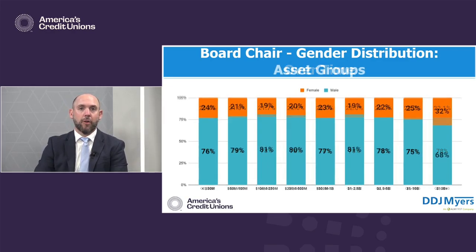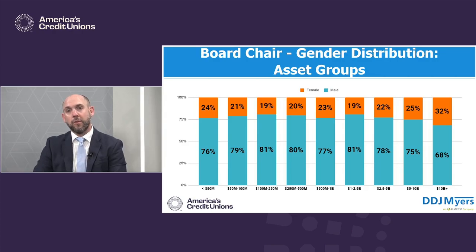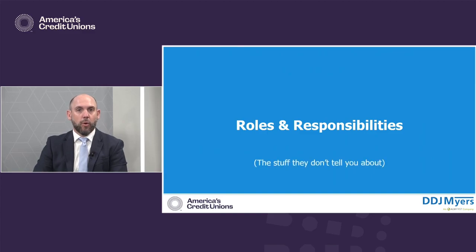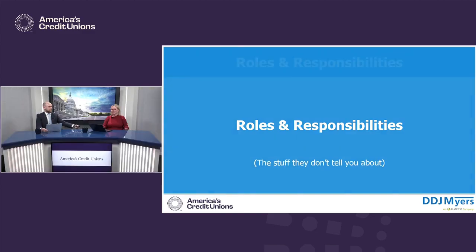Now, let's look at it over asset classes. Across asset classes, there are not great degrees of variance in terms of representation. So when we start thinking about board chair leadership, this is absolutely a variable that you should be looking at and considering. So we're going to talk about the roles and responsibilities, the stuff they don't tell you about.